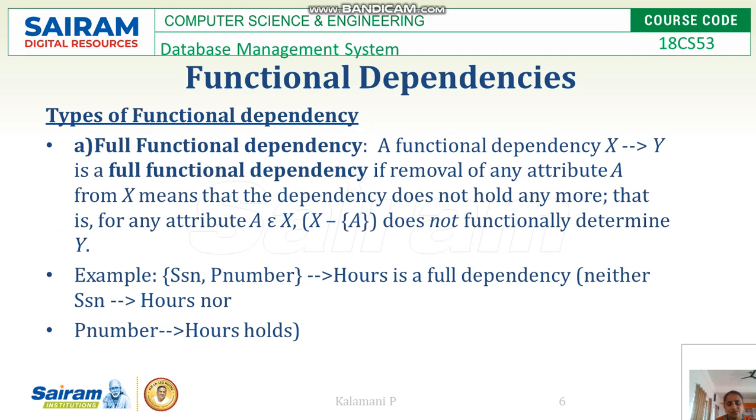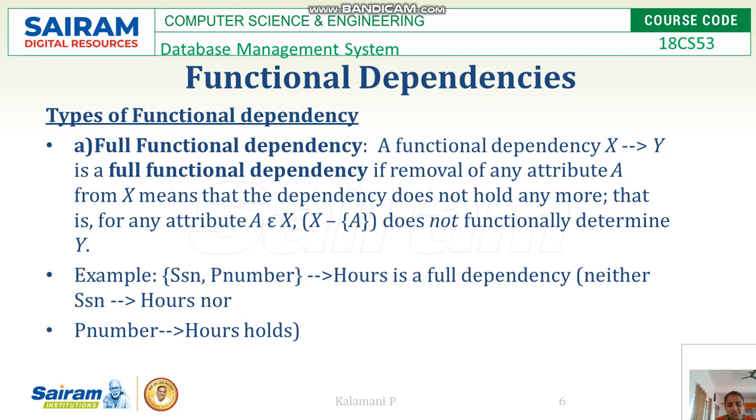There are 3 different types of functional dependencies: full functional dependency, partial functional dependency, and transitive functional dependency. First we will see full functional dependency. A functional dependency X determines Y is a full functional dependency if removal of any attribute A from X means that the dependency does not hold anymore. For example, if we know the SSN and project number, we can find out how many hours the corresponding employee is working on the particular project.